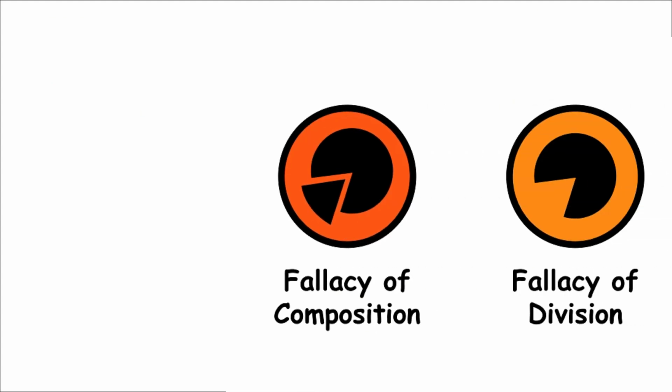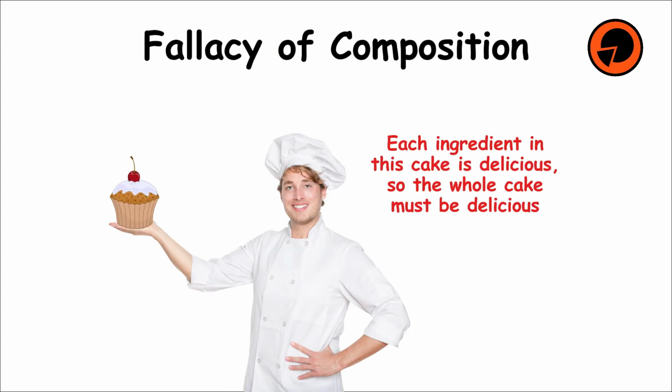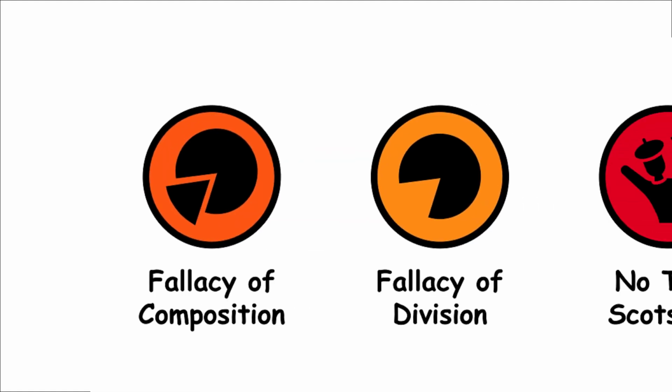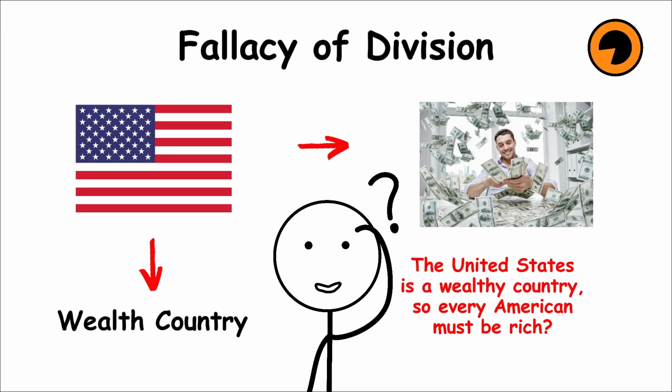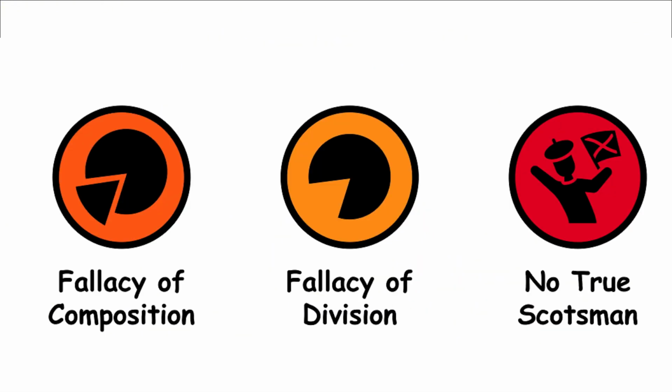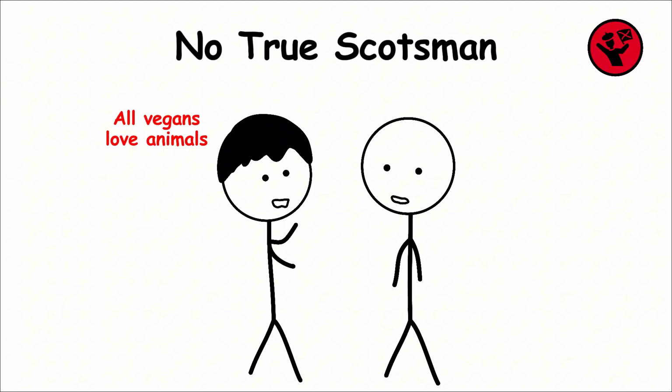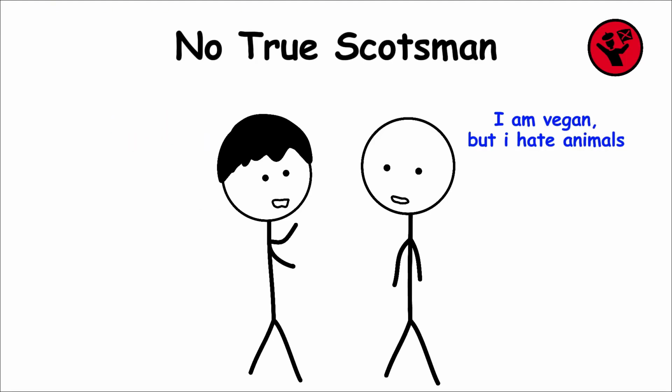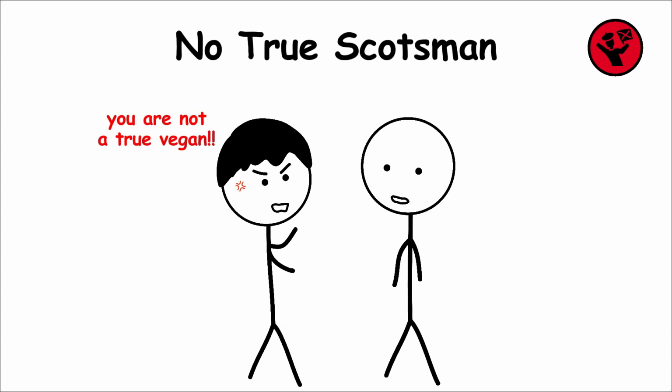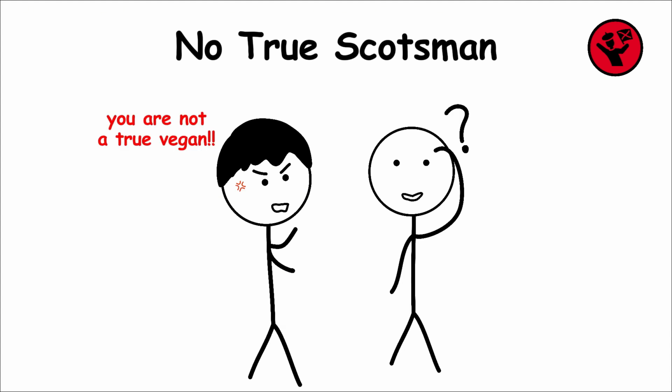The Fallacy of Composition. This is when you assume that what's true for a part must also be true for the whole. The Fallacy of Division. This is when you assume that what's true for the whole must also be true for its parts. No True Scotsman. This fallacy occurs when someone makes a claim, and when there's an exception to that claim, they just change the rules to exclude the exception.